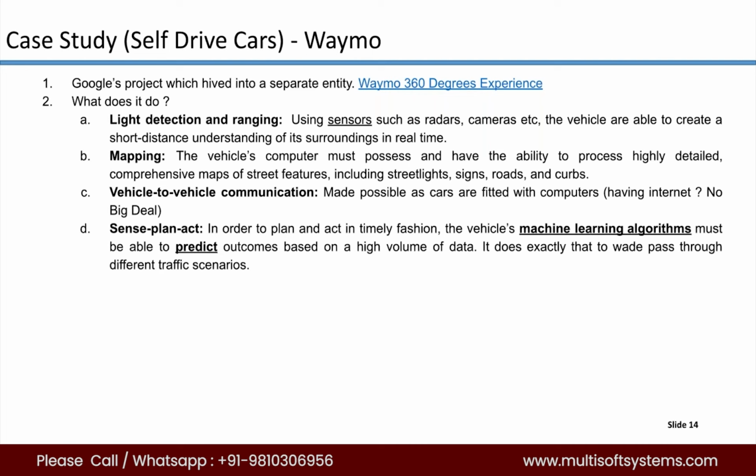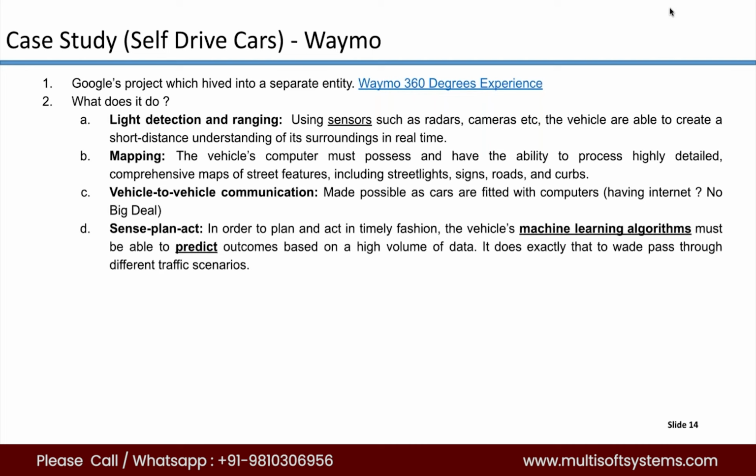Second is mapping. What kind of mapping? The vehicle's computer must possess and be able to process a highly detailed, comprehensive map of street features, including street lights, signs, roads, and curves. So mapping the road and understanding which lane is going where. The third is vehicle-to-vehicle communication, made possible as cars are fitted with computers having internet, wherein cars can communicate with each other to find out distances and where each vehicle is. And last but not the least, sense, plan, and act.